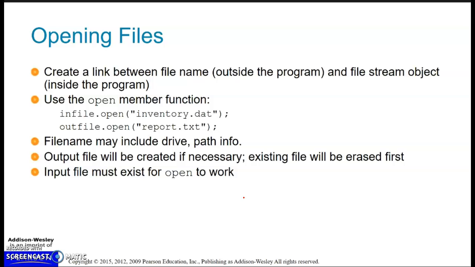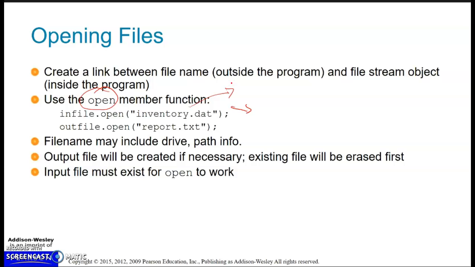What that will do is create a link between the file, the outside part of the program, and the inside of the program. All right. We will then need to call to open it. So open is a reserved word. And so what's happening here is the infile object is calling to open a file. Okay, and so the inventory.dat is a type of file. It's not a text file, but it is going to open that file.